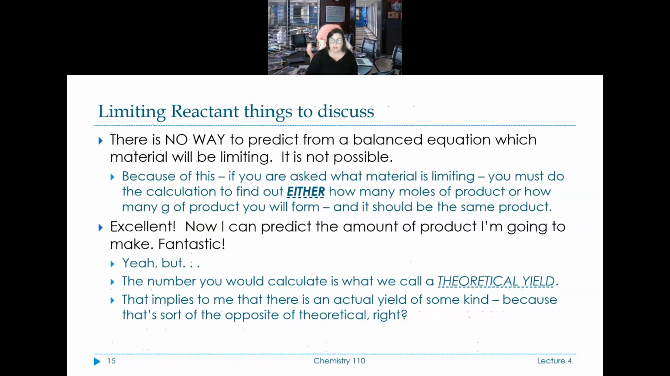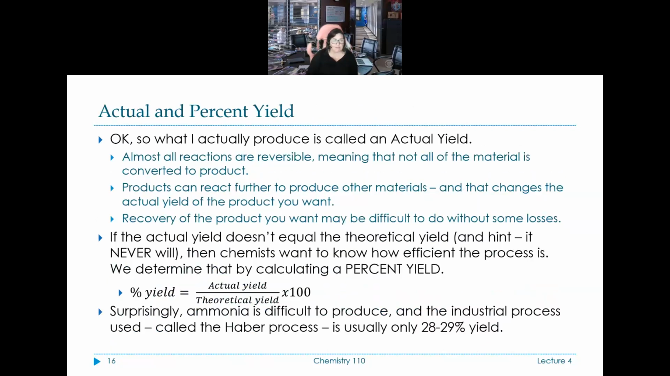Now, the number that you calculate is what we call a theoretical yield. That implies to me that there is an actual yield of some kind, because that's sort of the opposite of theoretical, right? Yeah, it is. So let's talk about actual and percent yield. So what I actually produced is called an actual yield.